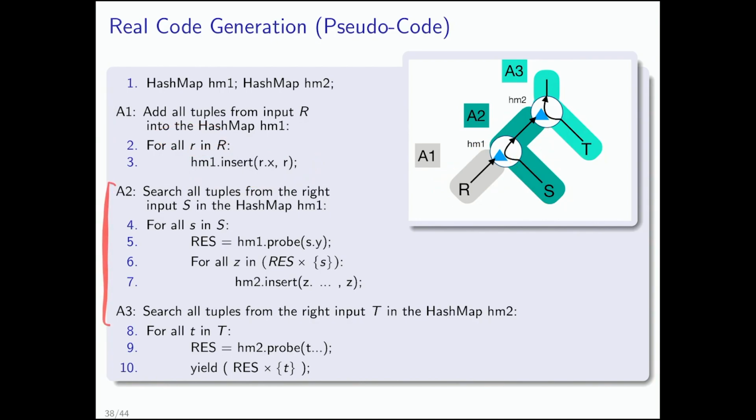Then in A2, for all tuples in S, you probe hash table 1, this one. If there's a result, you insert it into hash table 2. And then finally, A3, for all tuples in T, you probe them against the hash table 2, and if there's a result, you produce it. That's visualized here through this yield function saying, okay, whoever receives the results, here directly pass it on without materializing it first. Yeah? That is how code generation in a query optimizer works.